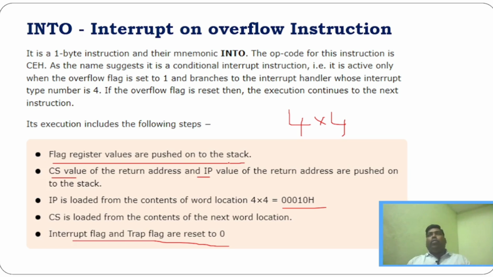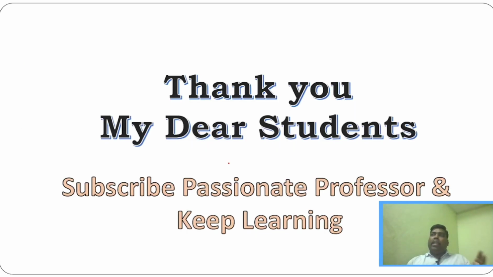So basically you have to understand the interrupt operation, how the interrupt operation is executed in 8086. If you understand that concept and the interrupt vector table concept, you can definitely explain any interrupt very easily. So today we have seen the different types of interrupts in 8086. We have seen what hardware interrupts are, what software interrupts are, and the different types of interrupts.